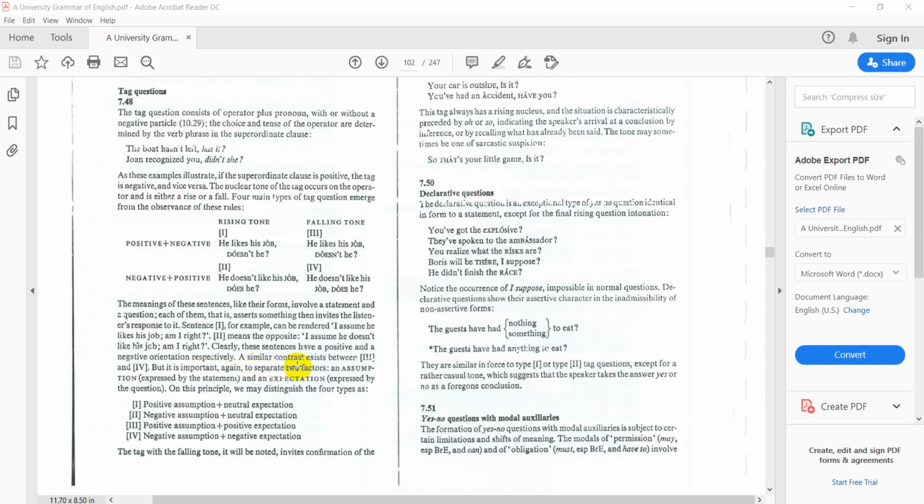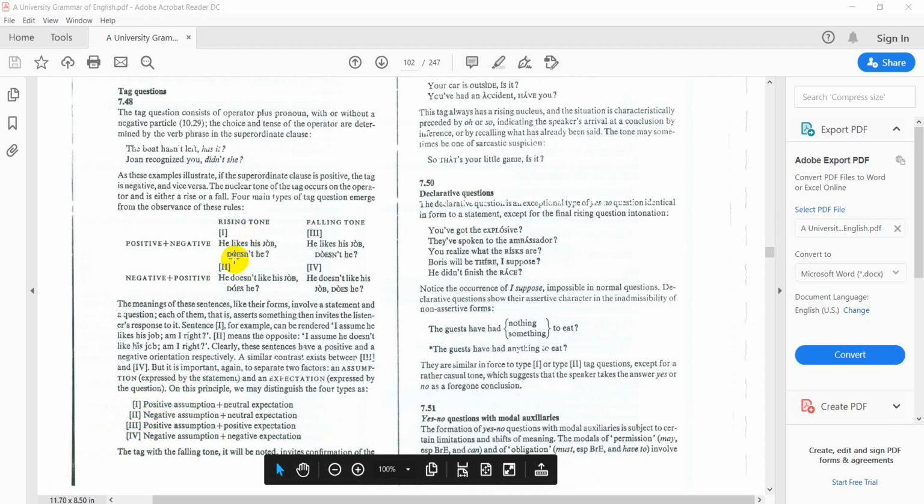A similar contrast exists between 3 and 4, but it is important again to separate 2 factors. The one is what I assume, the other is what I expect. Okay. So here you have this table, 1, 2, 3, 4.